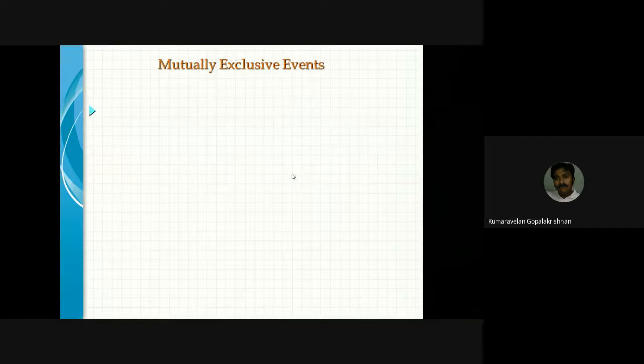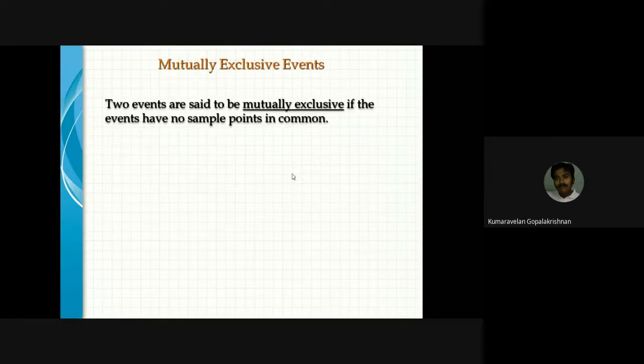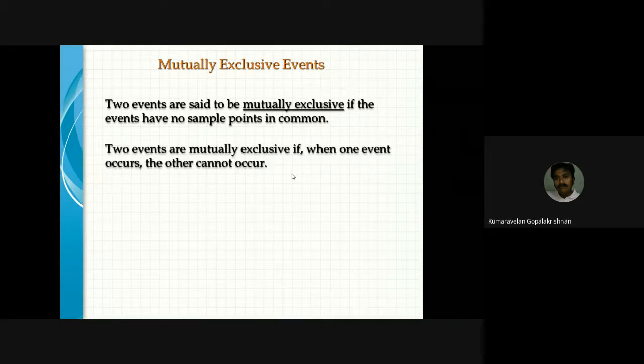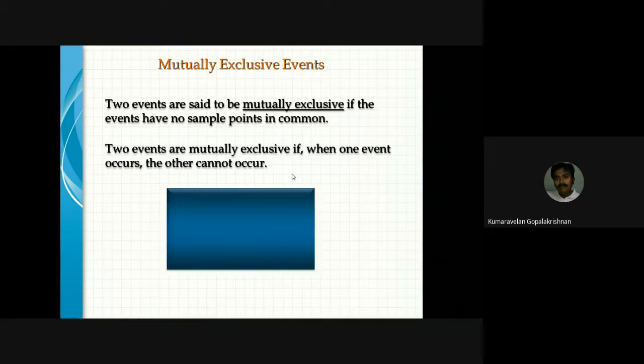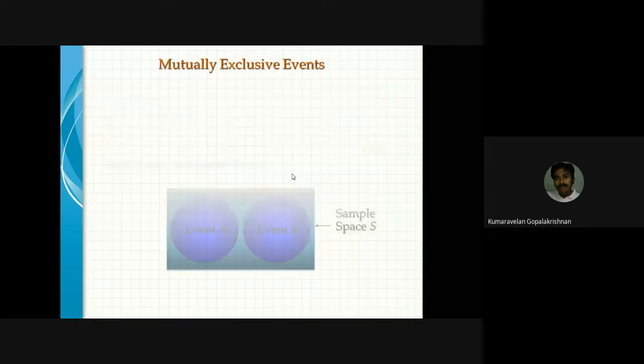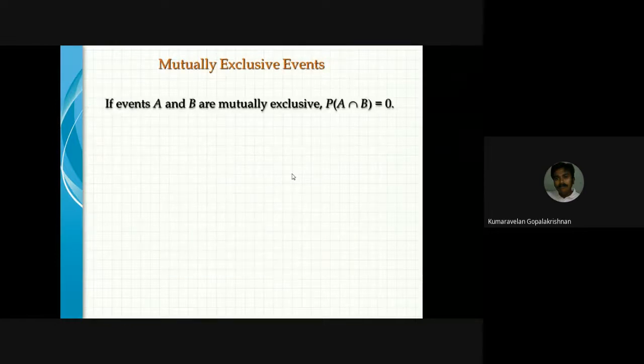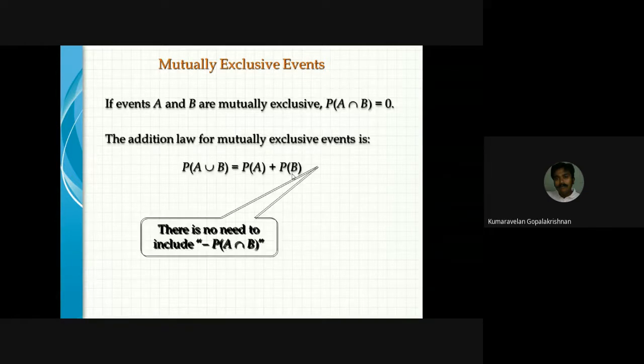But if the events are mutually exclusive, then we slightly modify that rule. P of A union B equals P of A plus P of B alone. Surely in this case P of A intersection B becomes 0. So my answer is P of A union B equals P of A plus P of B.